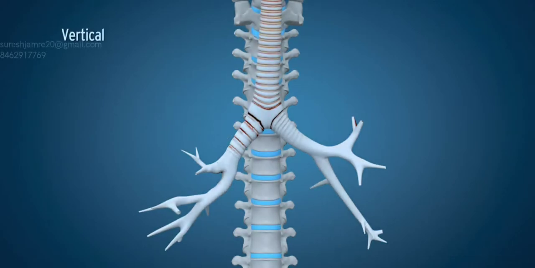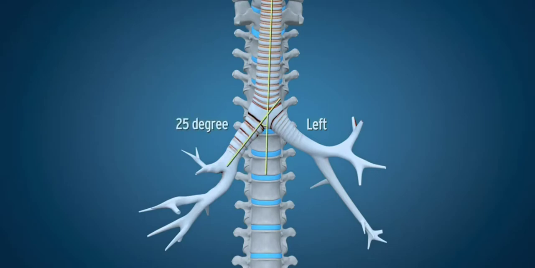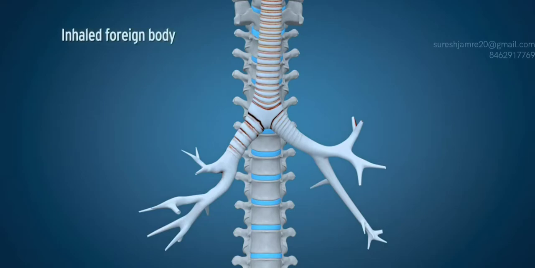It is more vertical, in line with the trachea when compared to left, making an angle of about 25 degrees with the trachea. Hence, inhaled foreign body pass more frequently to right lung and infections are more common in the right lung.